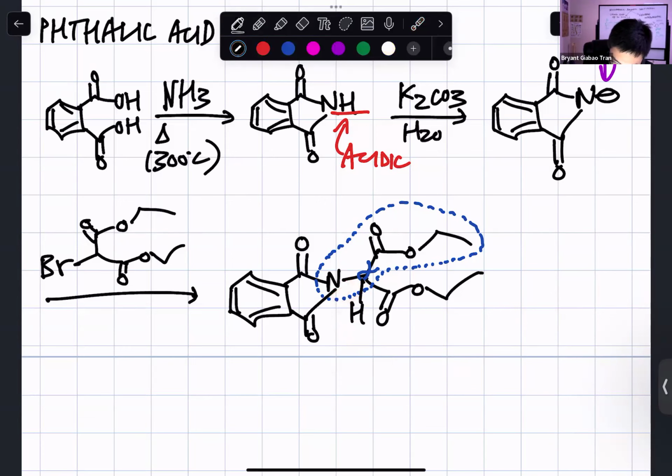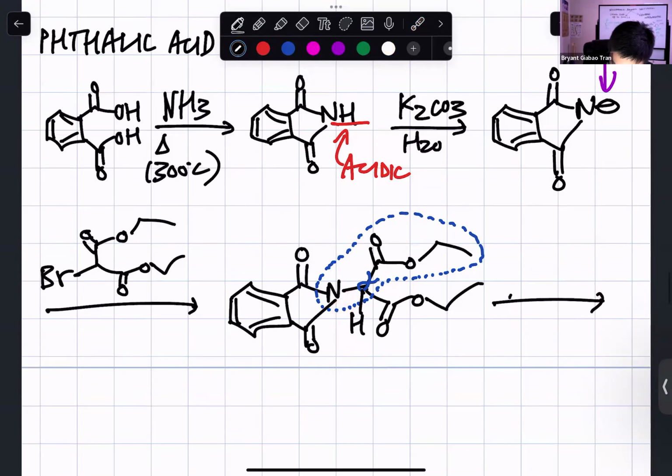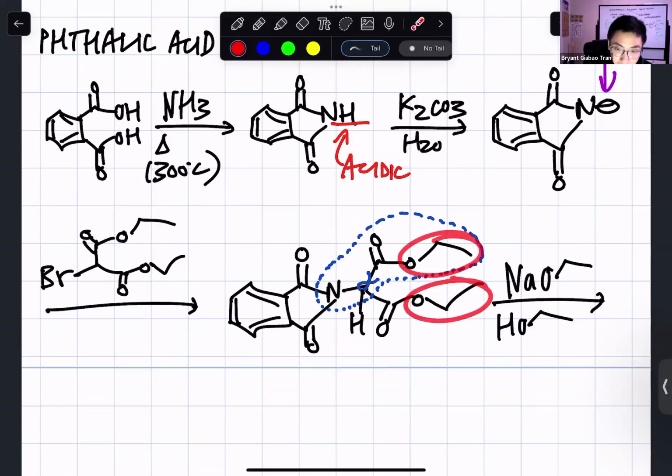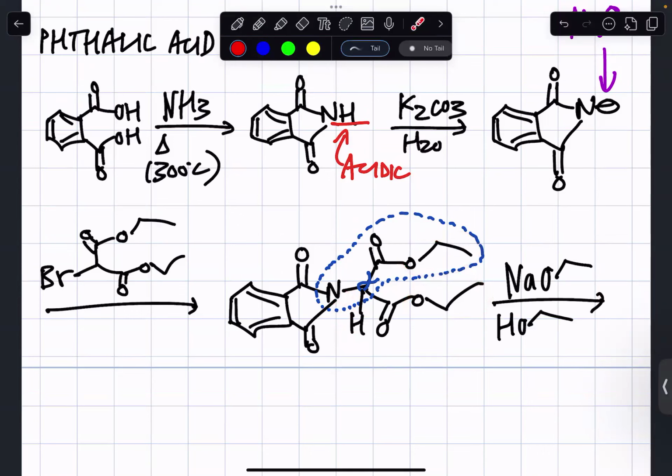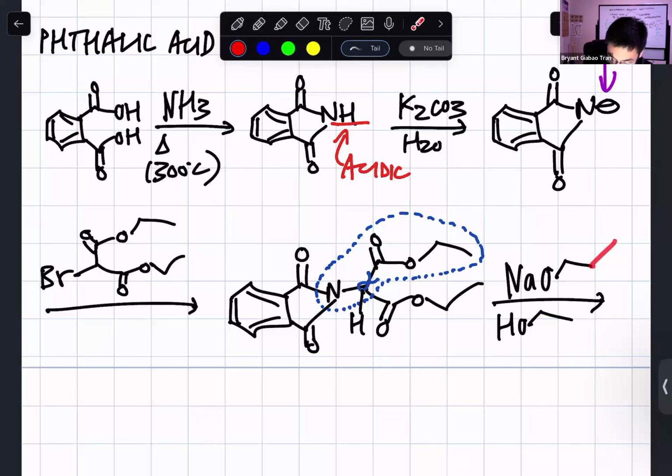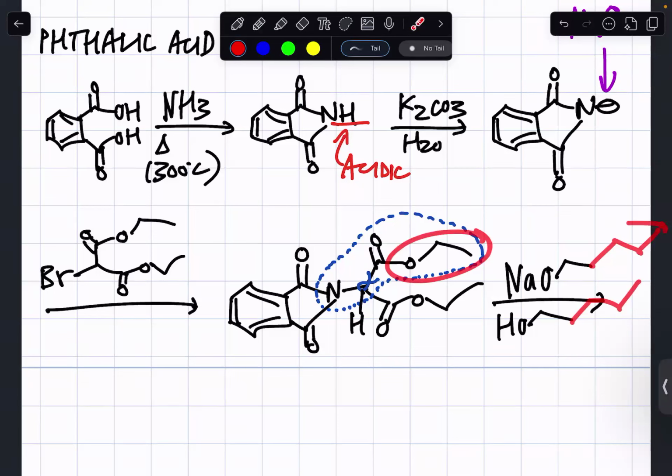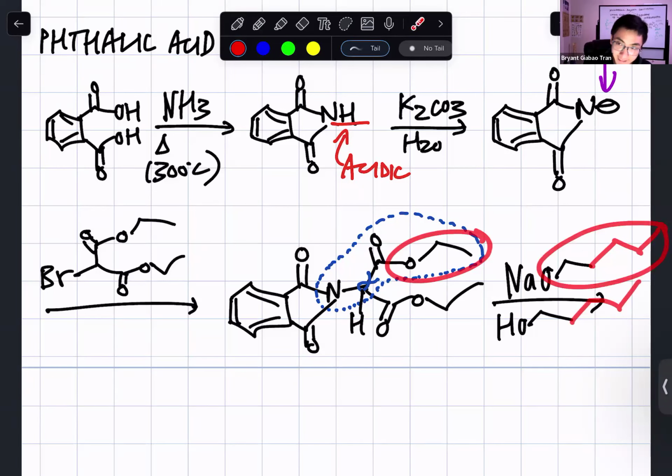And the base that we're going to use here has to be NaOR, where the OR group has to match the OR group of the ester. That way we don't get a transesterification. Because if we have a different OR group, we're going to have transesterification, which is going to substitute that OR group with this OR group here, whatever that OR group is.